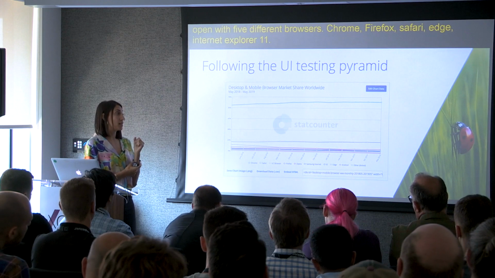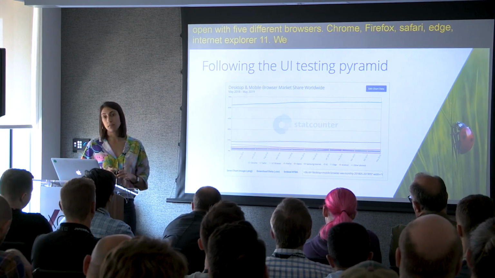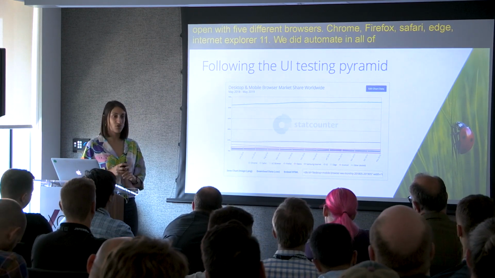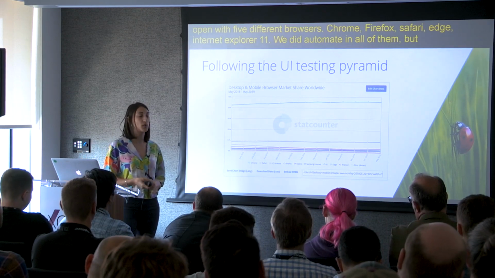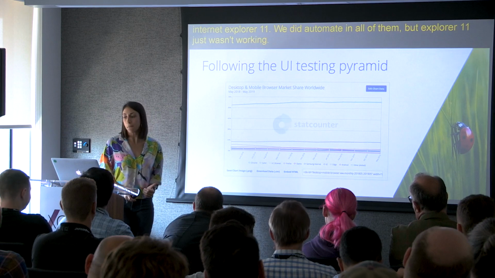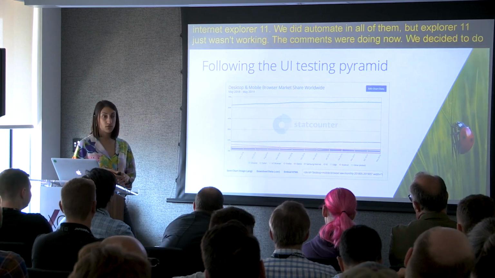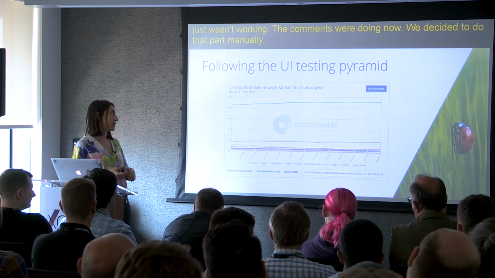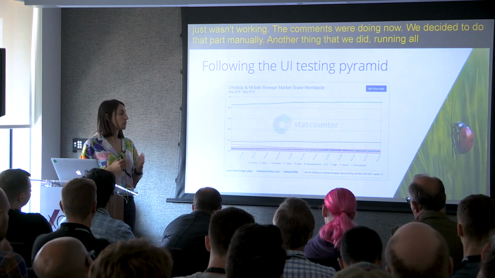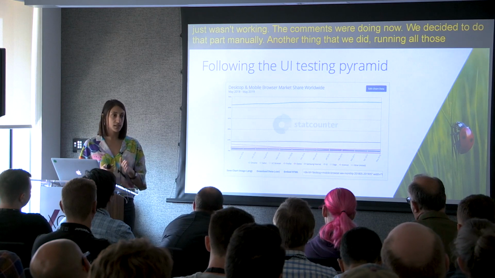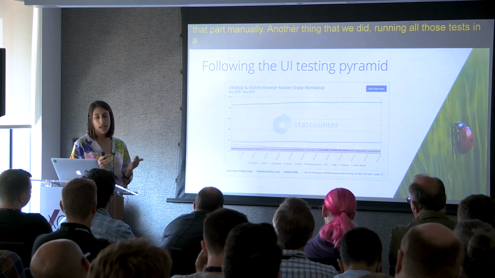So we did automate in all of them, but in Internet Explorer 11, because Selenium was just not working with our application. The commands were just doing nothing, so we decided to do that part manually. And another thing that we did in order not to increase the build time is running all those tests in parallel. So here what we did was running all the UI integration tests in all these 4 browsers.